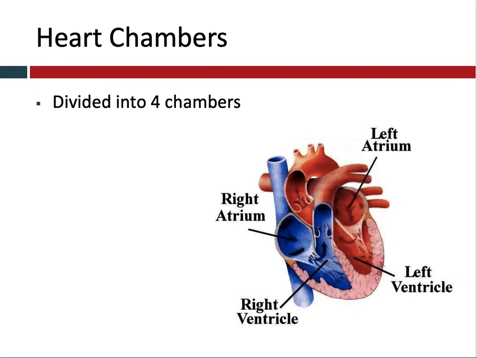So the heart is divided into 4 chambers, or little rooms, holes, openings. You have 2 atria and 2 ventricles, one on the left and one on the right. Another thing you'll notice about diagrams of the heart is they're often colored blue on the right side to symbolize that the blood is deoxygenated, and red on the left side to symbolize that the blood is oxygenated.